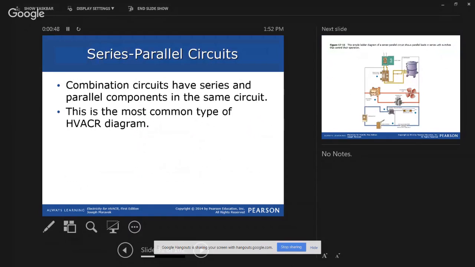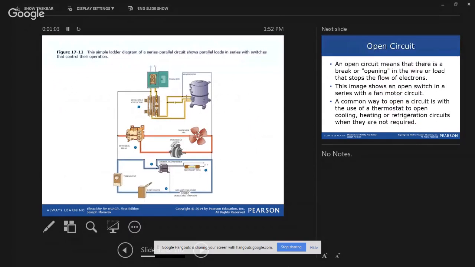All right. And then you have these old devils, series and parallel circuits. It says here that these are the most common type of diagram for you folks. So I'm glad we spent some time on that. Here's a simple ladder diagram of a series parallel circuit. Shows the parallel loads in series with switches that control their operation.